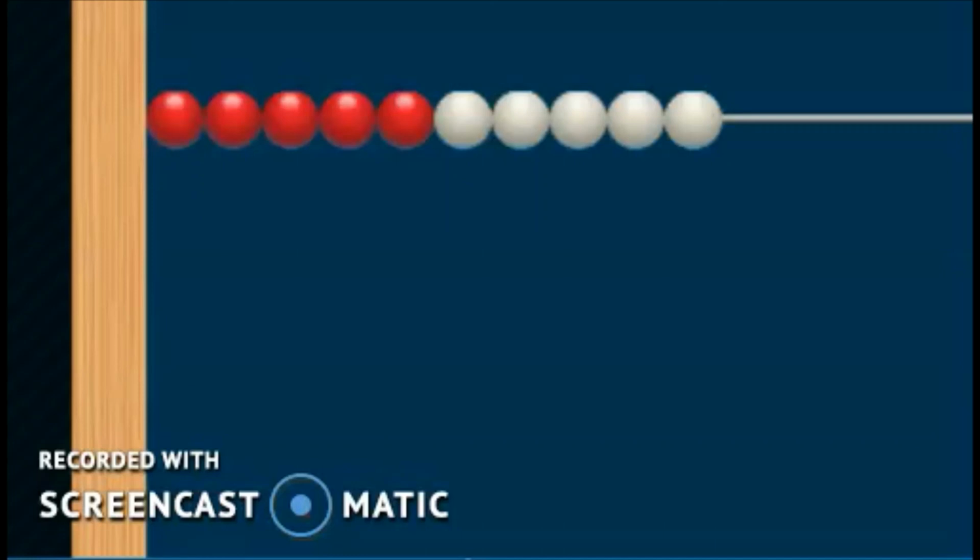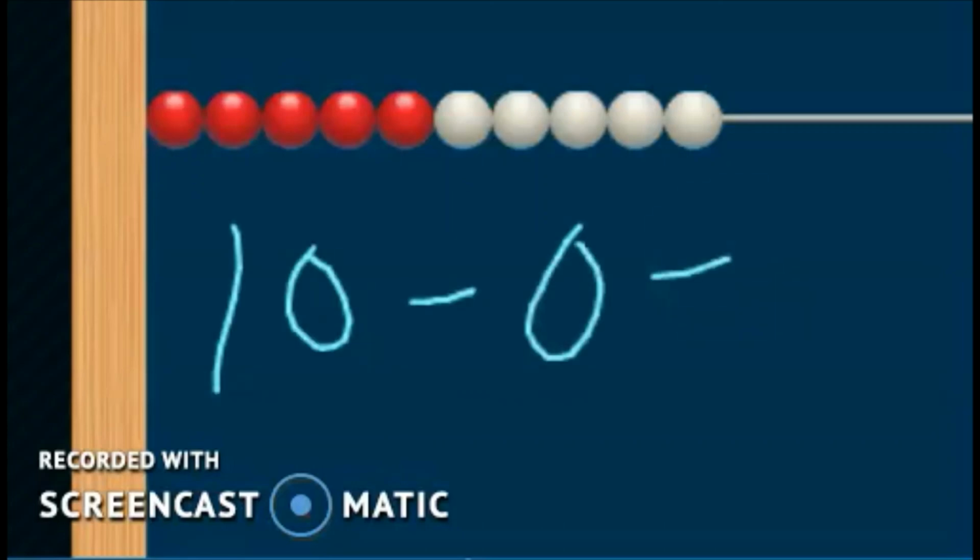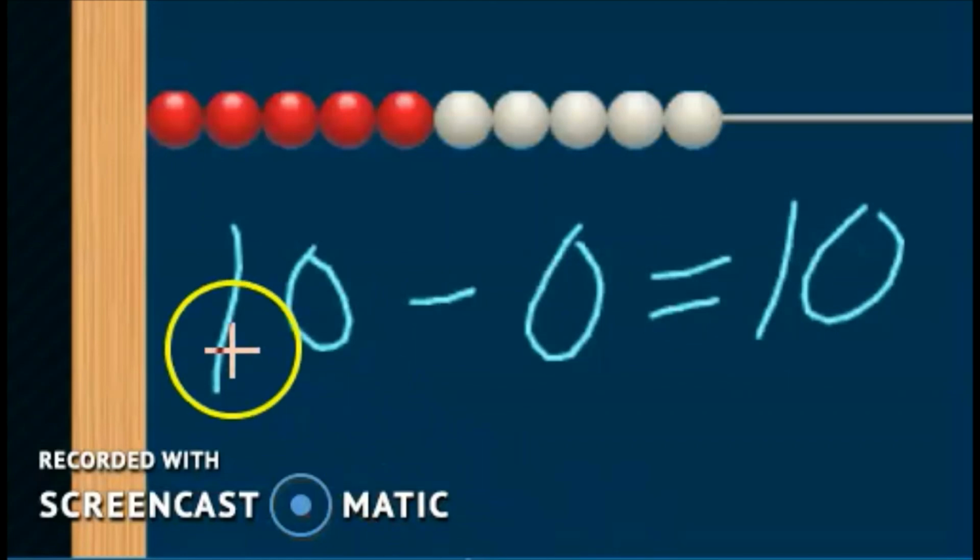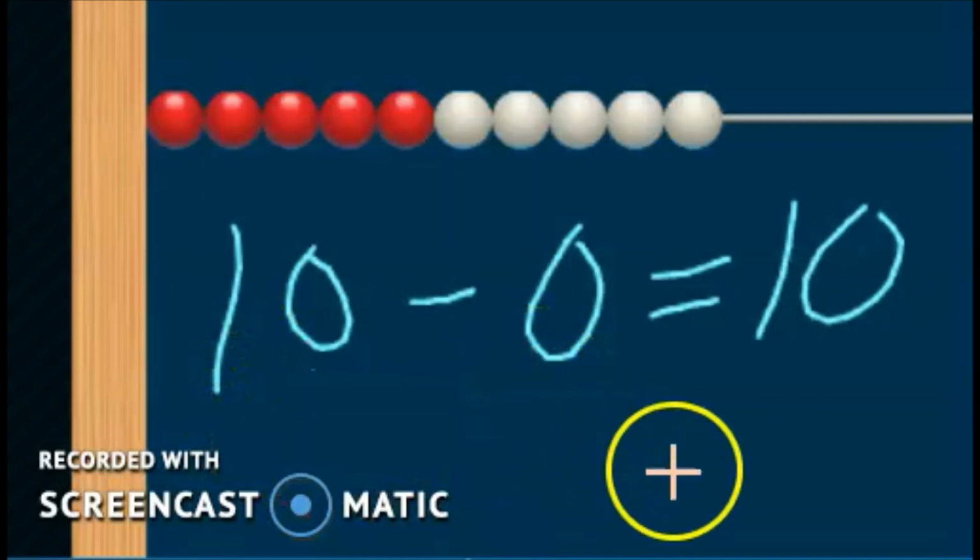Were you also thinking 10 minus 0 equals 10? If you did, that's correct. We started with 10. We didn't take any away, and so we still had 10 left. Great job.